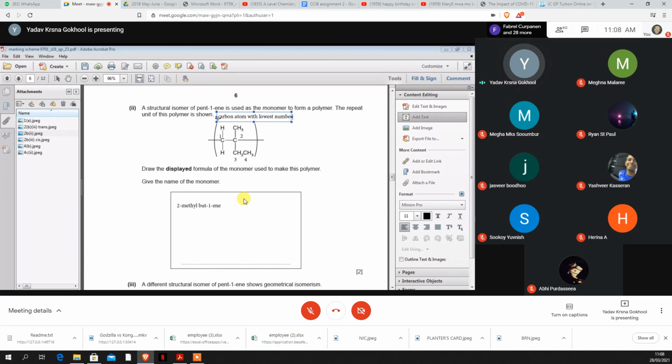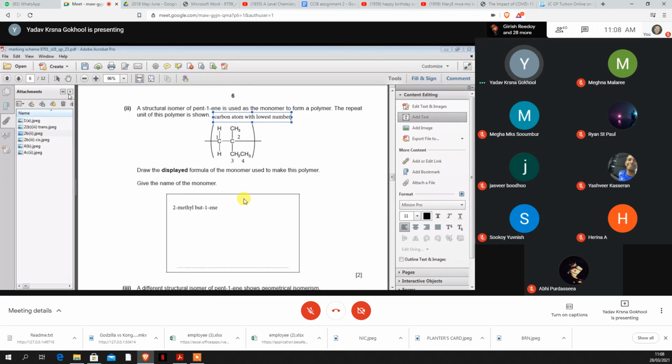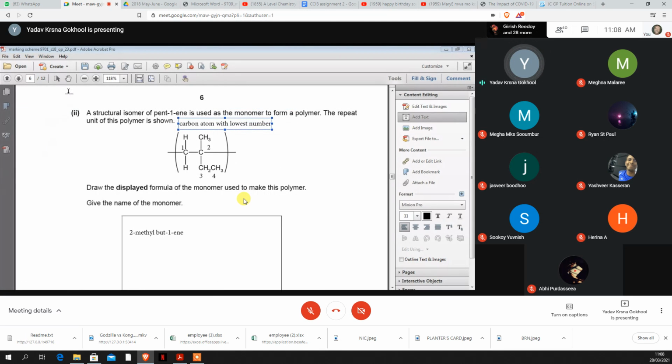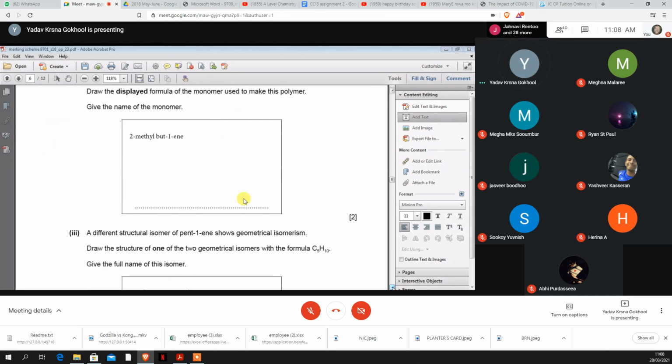And then you can see at the carbon which is number 2, we have a CH3 which is attached. So this gives the methyl. So 2-methyl, 1, 2, 3, 4 butene. Why 1? Because the double bond is over here. It is in the terminal. That is, it gets the lowest number.